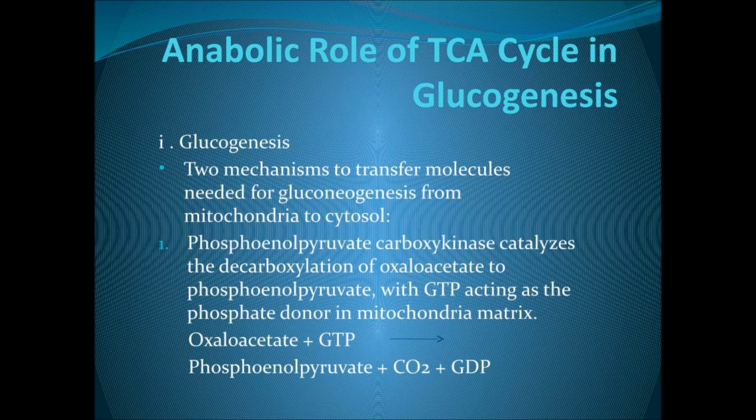There are two mechanisms to transfer the molecules from the TCA cycle, which is in mitochondria, to gluconeogenesis in the cytosol. First, phosphoenolpyruvate carboxykinase will catalyze the decarboxylation of oxaloacetate to phosphoenolpyruvate with GTP as the phosphate donor. GTP will become GDP. This process occurs in the mitochondrial matrix.